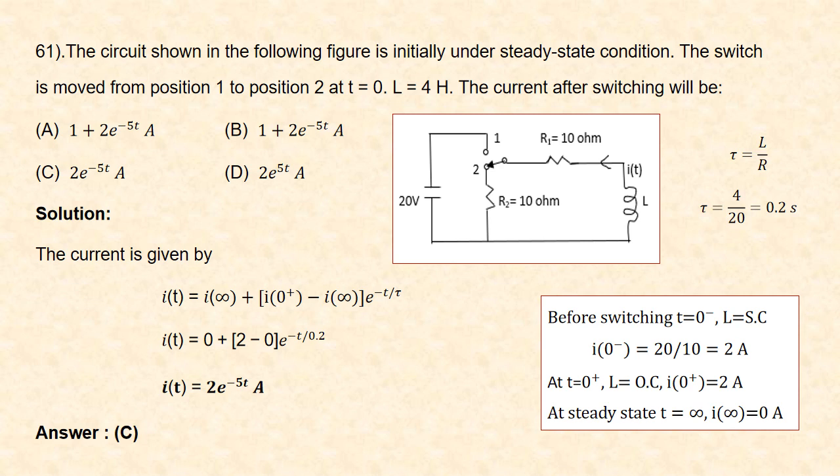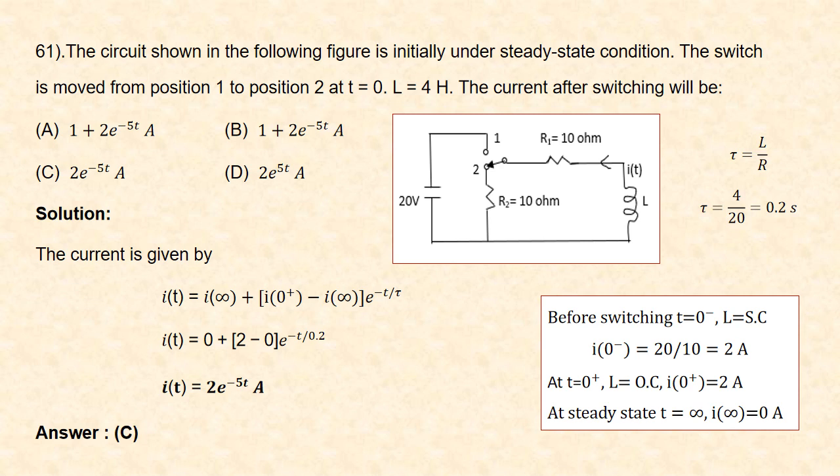L is equal to 4 Henries, and when the switch is in position 2, the two resistances R1 and R2 will be in series, so they get added up. So 10 plus 10 is equal to 20 ohm. So tau is equal to 4 by 20, which is equal to 0.2 second.